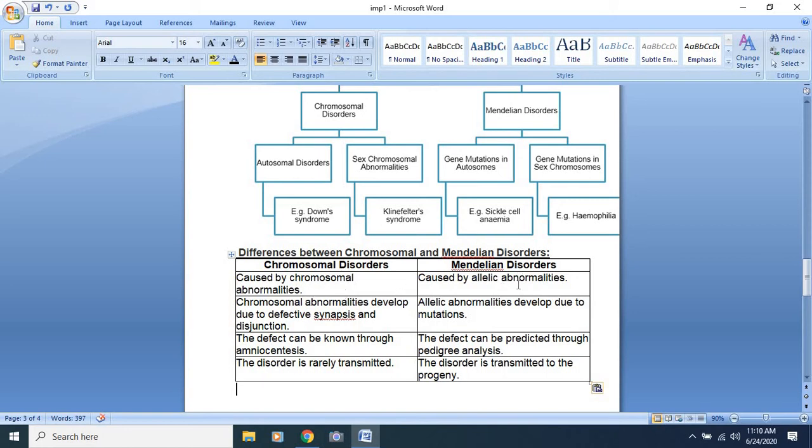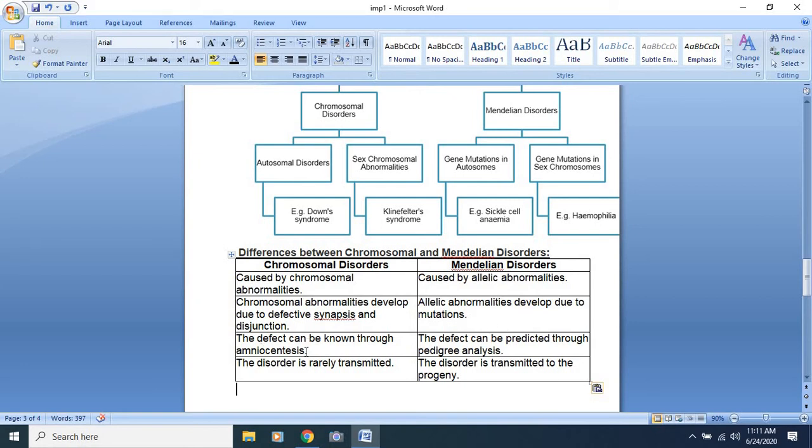Whereas in the Mendelian disorder it is caused by allelic abnormalities, meaning either a defective allele is there, either due to mutation. Okay, all this happens in the Mendelian disorder. Second point, the chromosomal disorder develops due to defective synapsis and non-disjunction. We have seen this process, non-disjunction, that is during the time of meiosis the chromosomes fail to separate. This is known as non-disjunction. Defective synapsis means the chromosomes fail to pair with each other. Whereas in the Mendelian, allelic abnormalities develop due to mutation.